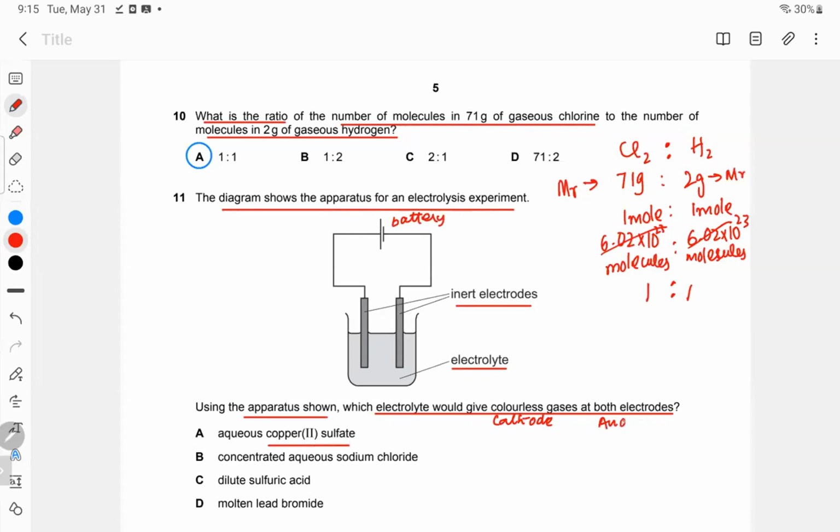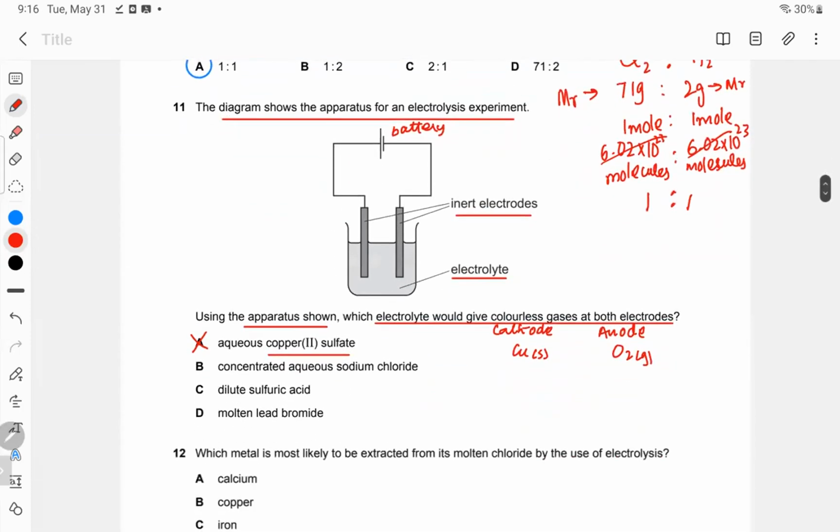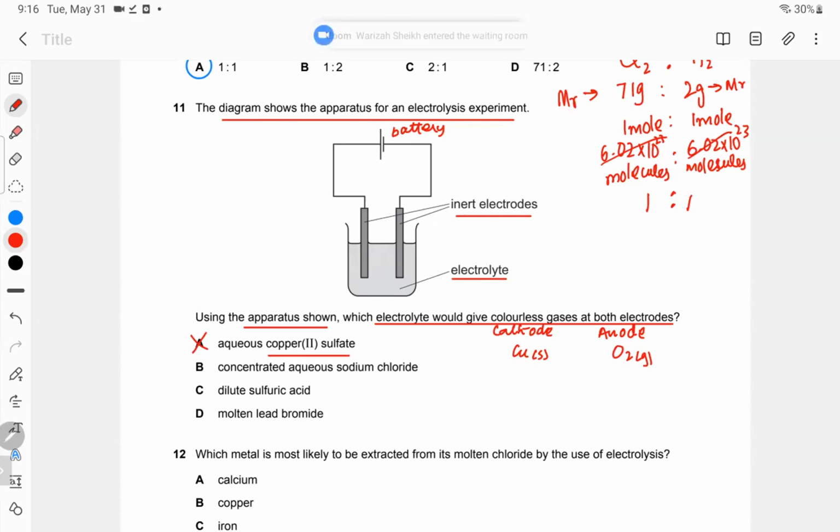Cathode and anode. If I am using copper(II) sulfate as an electrolyte, I will get copper solid over here. And if I am getting a solid, A goes wrong. And with sulfate, I will get oxygen gas at the anode because sulfate doesn't undergo oxidation at the anode, only hydroxide. In case of sulfate and nitrate, only hydroxide will undergo it. So A is wrong because we are getting a gas at only one electrode, and they are asking for colorless gases at both electrodes. So that's why I marked A wrong. Is this understandable to everyone? Yes, sir.